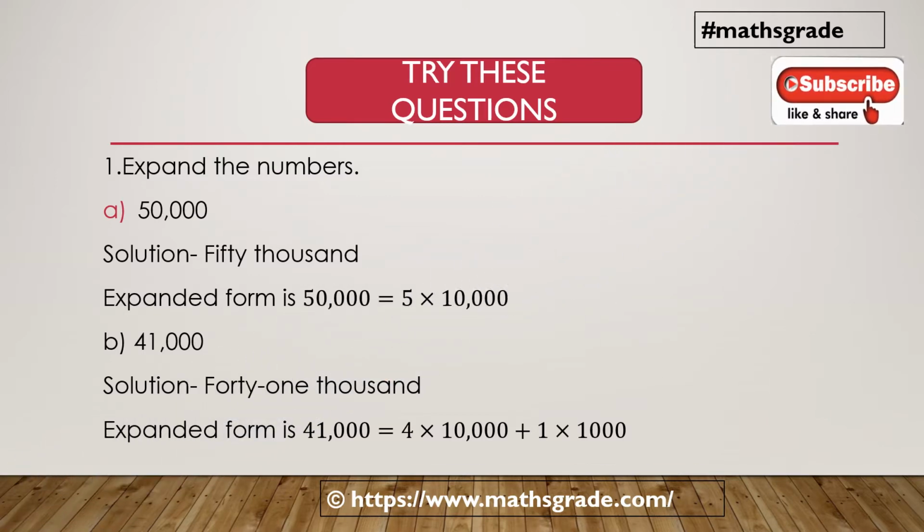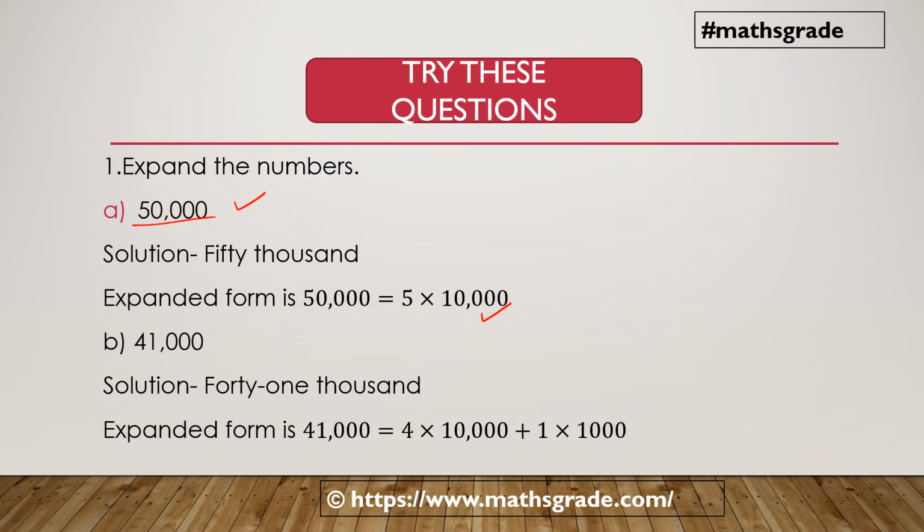The number given is 50,000. We have to expand this 50,000. In 50,000, this is a 5-digit number and 5 is in the 10,000 place. So expanding these numbers, 5 is multiplied with 10,000. Next, the digit 0 is multiplied with 1000. 0 is in the 1000 place, but the value of that 0 multiplied with 1000 is 0, so we don't need to write it down.